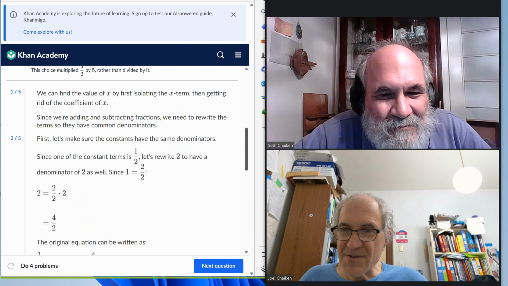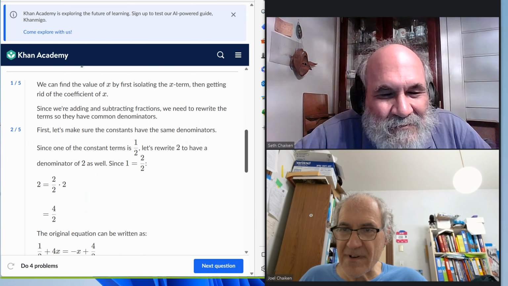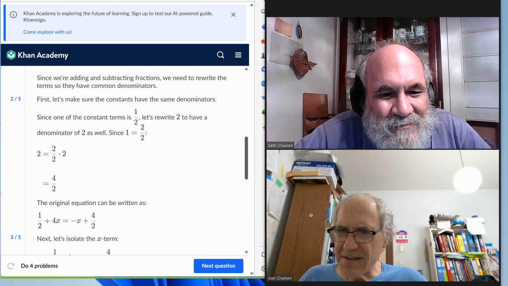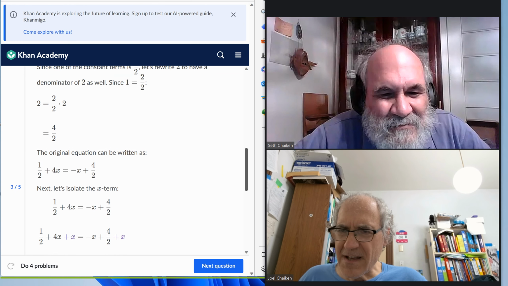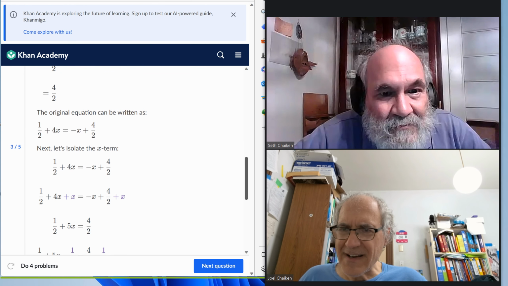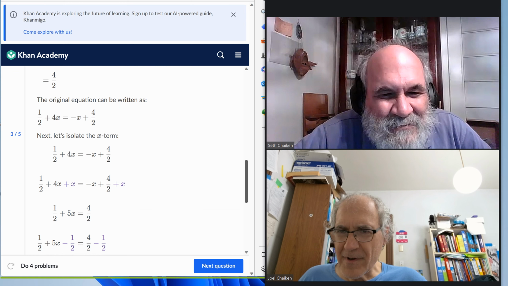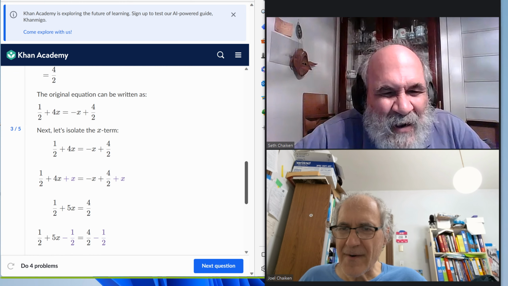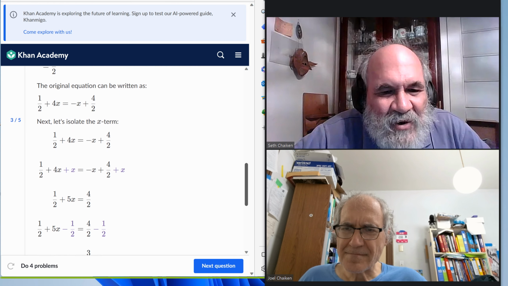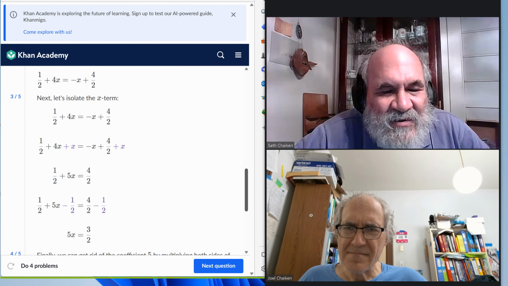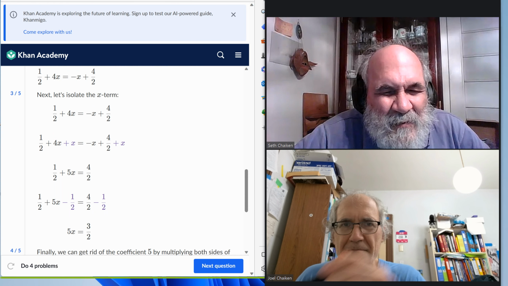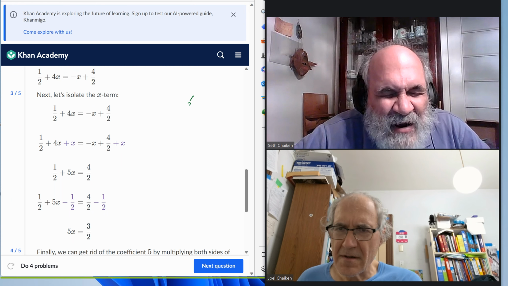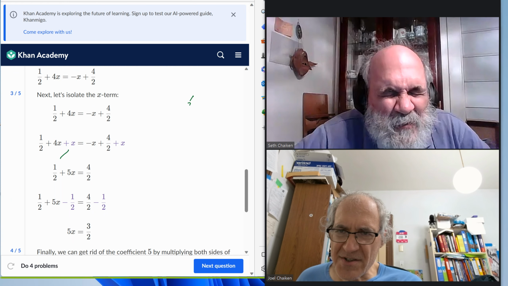Oh, wait. Since we're adding and subtracting fractions, we need to rewrite the terms so they have a common denominator. But not yet. Not yet, no. Okay, let's isolate the x term. Wait, what are they doing? Oh, I see what they're doing. They're putting the fractions in a common denominator before they're beginning any of the subtractions, which you don't need to do. This is a little strange.